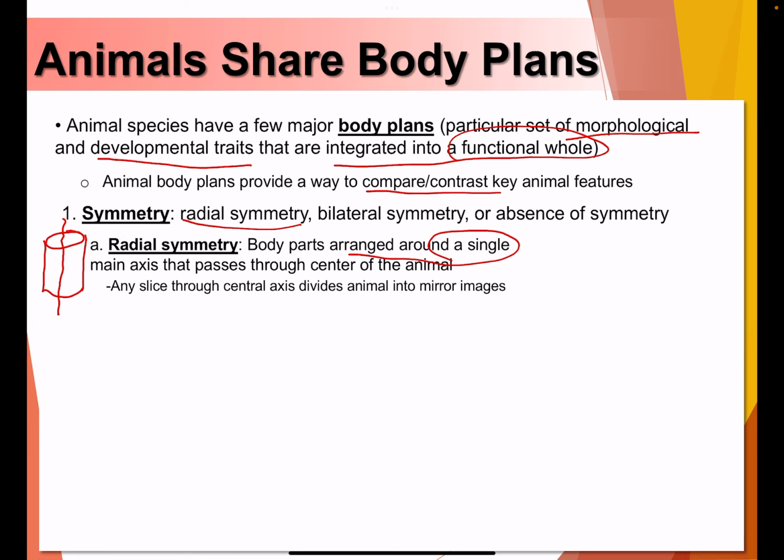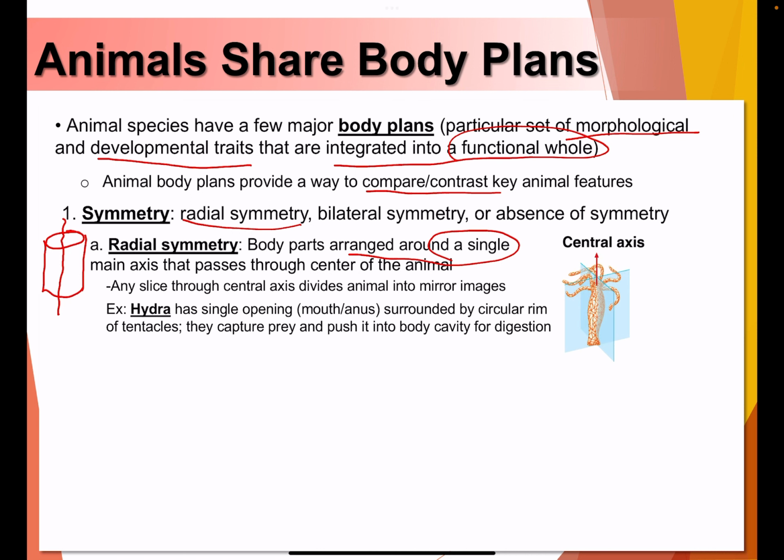With radial symmetry, any slice through the central axis will always divide the animal into mirror images or equal parts. So again, imagine a perfect cylinder and you're slicing through in any way, whether horizontal, vertical, or diagonal, you will have mirror images. And that is exactly what this image shows, with the example of Hydra.